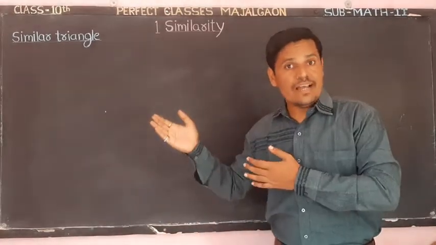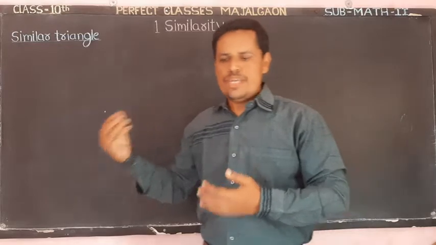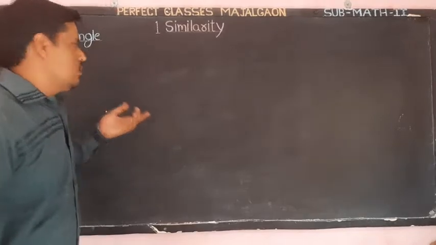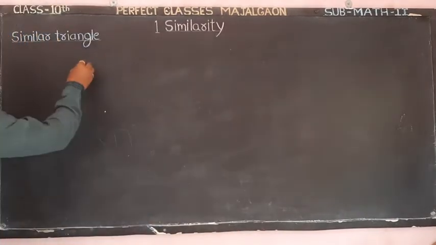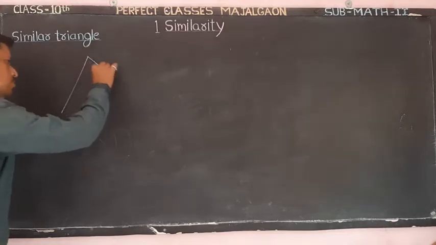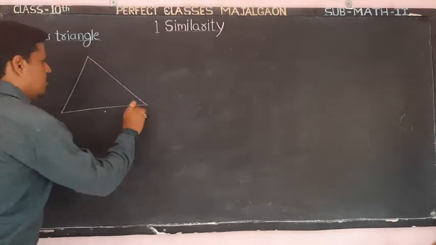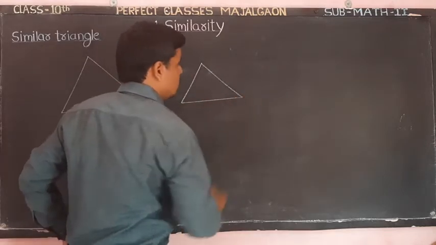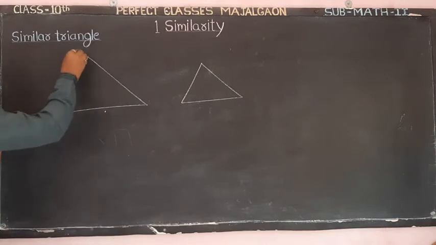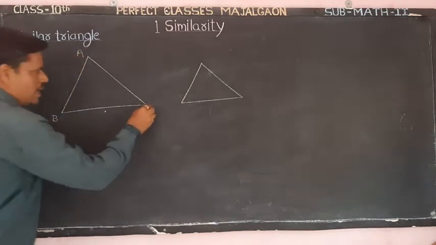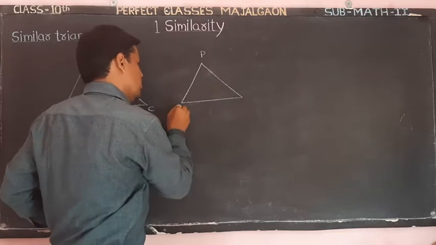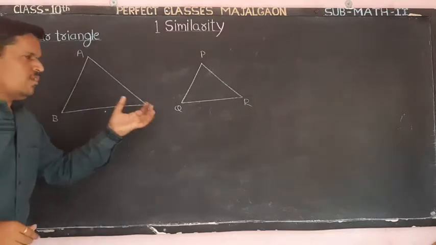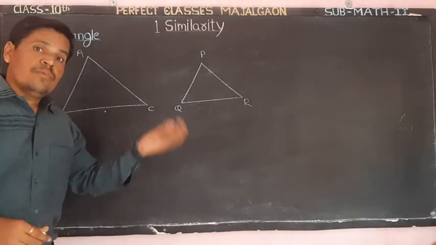Today we see similar triangles. What is meant by similar triangles? First of all, I will explain what is meant by similar triangles by drawing two triangles. Look at this figure. We take two triangles and construct them, and then we can better understand what is meant by similar triangles. We name the given triangles ABC and PQR. Similar triangles means triangles whose shapes are the same but whose measures are in proportion.